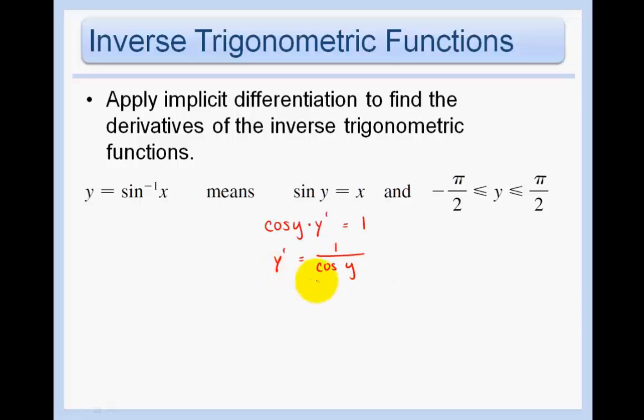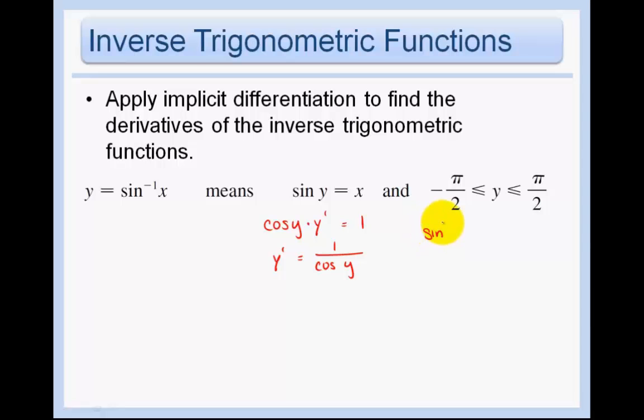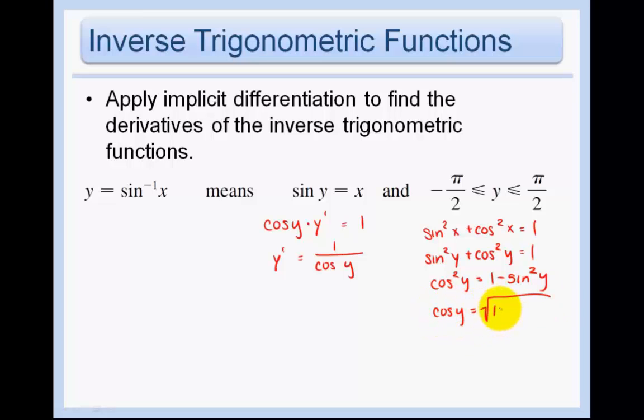Now, I want this answer with all x's in it, and my problem is I have a y here. So remember your trig identity that sine squared x plus cosine squared x equals 1? Let's just say now sine squared y plus cosine squared y equals 1. Same thing, right? Let's solve for cosine y. We get cosine squared y equals 1 minus sine squared y. In other words, cosine y equals the square root of 1 minus sine squared y.